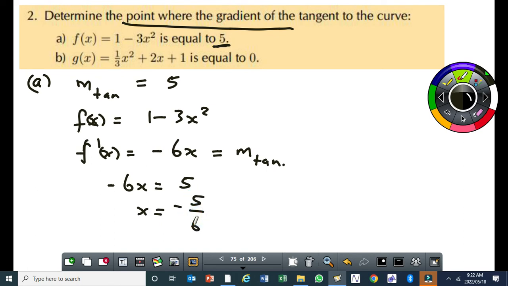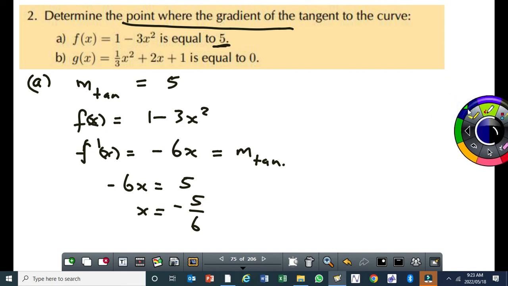Okay? This is not the answer. The question says determine the point, so you need to find the corresponding y value. Okay? So we have to substitute this x value here into f of x. Some of you, I saw that you only found the x value. The question was not asking for the x value at the point of contact. It was asking for the point itself. So a point has an x value and a corresponding y value.